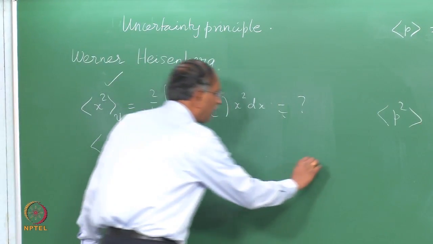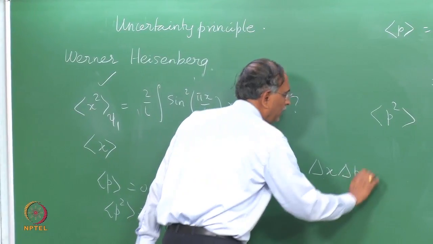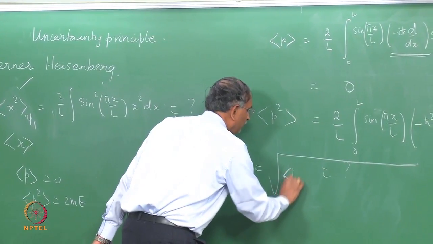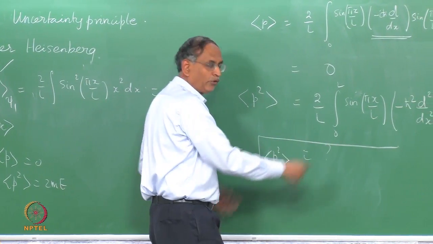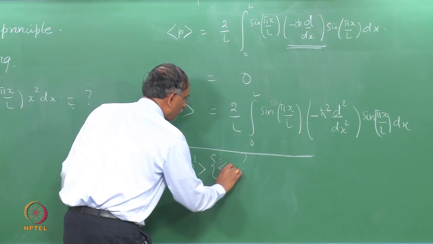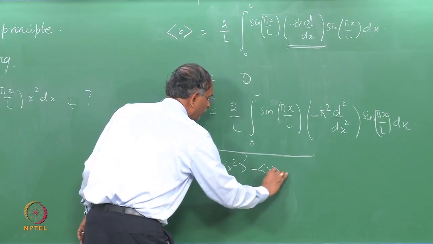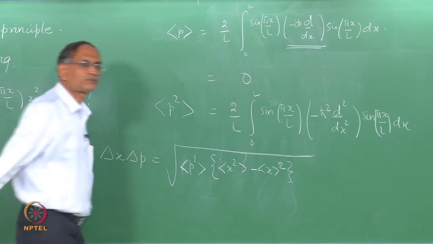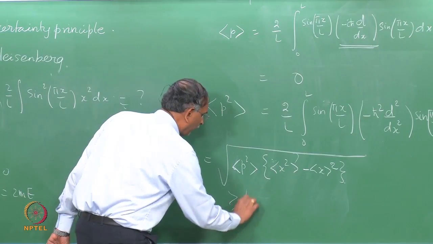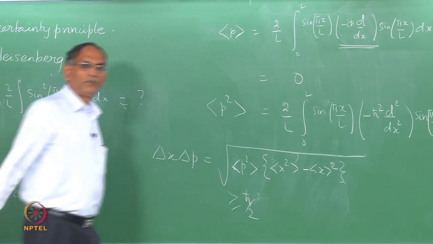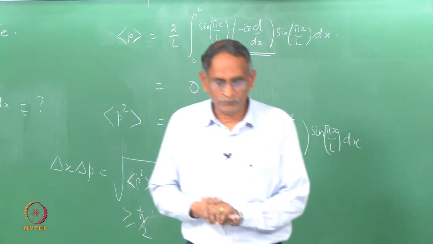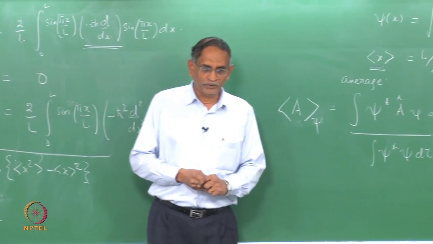Once you have done that, you can calculate delta x delta p as nothing but the square root of p squared minus p, of course you know that is 0, times x squared minus x whole square. And you should be able to verify that this answer is greater than or equal to h bar by 2. So, this is the statement of the Heisenberg's uncertainty principle for the particle in a one dimensional box.